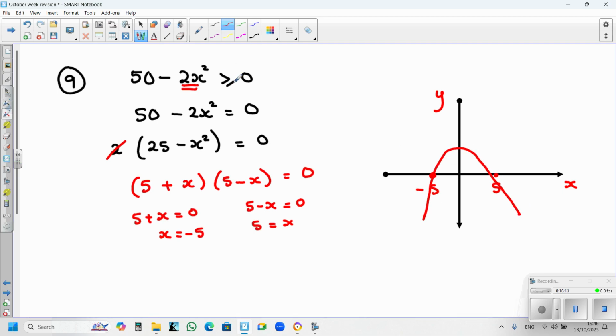I want the bit that's greater than or equal to 0. Greater than 0 is above the axis. Find all the parts of the graph that's above that axis. It's those bits there. It's one continuous bit. So describing all of those x numbers in there, they lie between negative 5 and 5. Arrows always go that way. And there's also an equal to sign there, so we put the equal sign in as well.